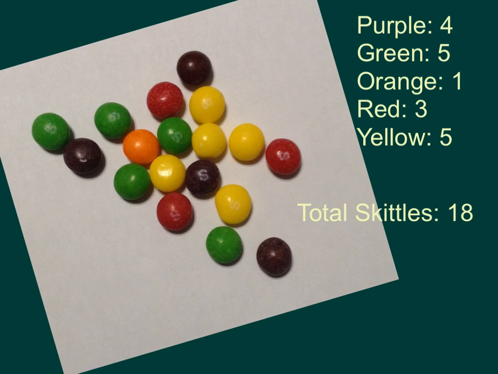So when I opened my bag of Skittles and dumped it out on the table, these are the Skittles that came in my bag. I had 18 Skittles total. 4 of them were purple, 5 of them were green, 1 of them was orange, 3 were red, and 5 were yellow.